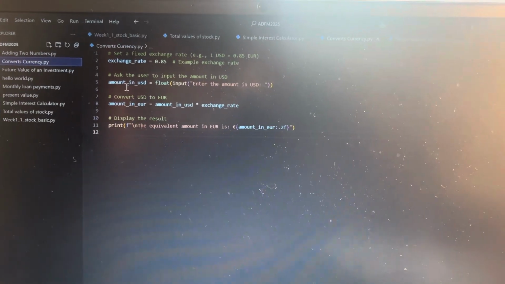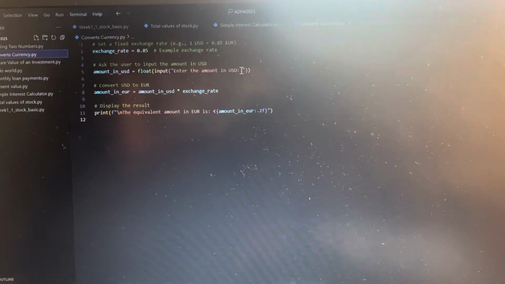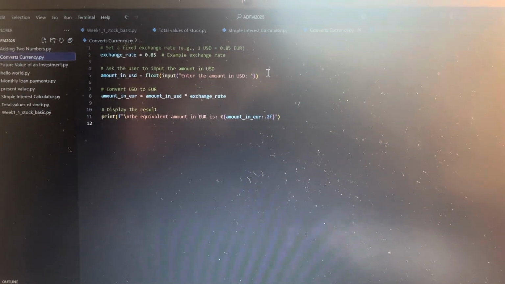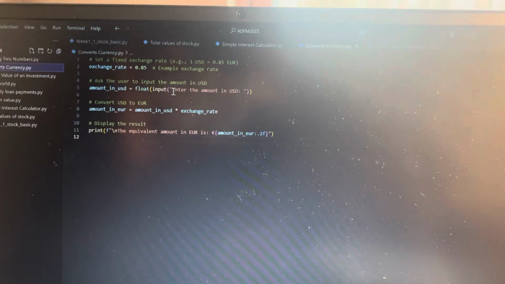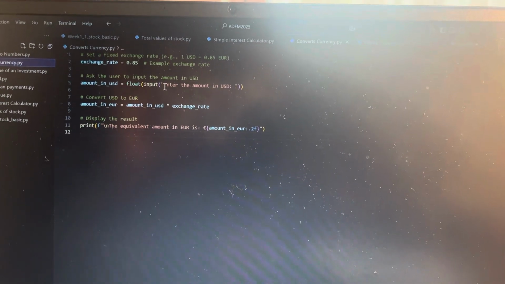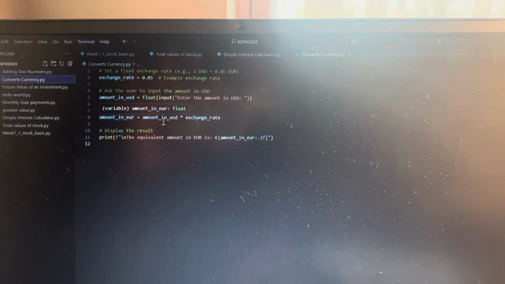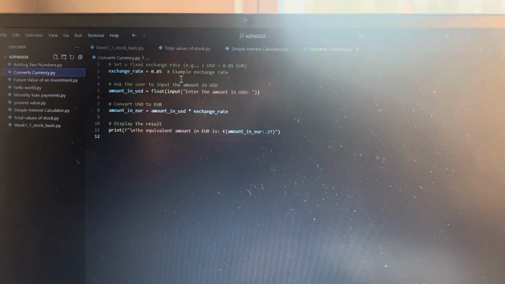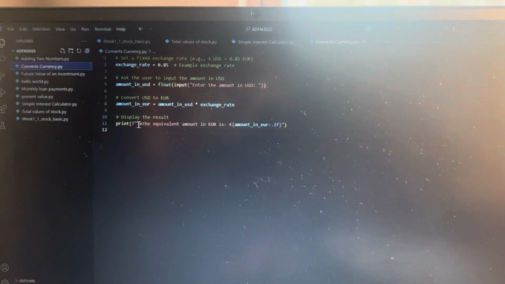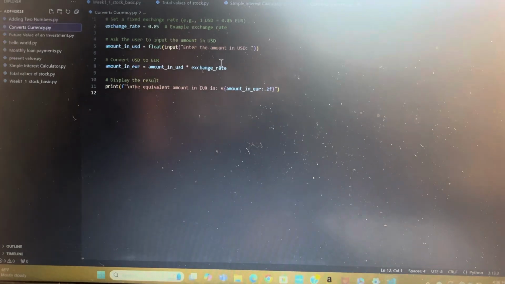For line 4, it prompts the user to input the total amount of US dollars that they have, and then that input is converted through the floating point number, but it's inserted into the string. Then line 6 is another assignment line that multiplies the amount of US dollars that you inputted in line 4 by the fixed exchange rate that you stored in line 2. Then again, line 8 just prints out the result of what was calculated in line 6.